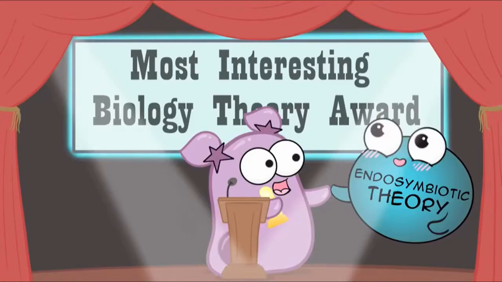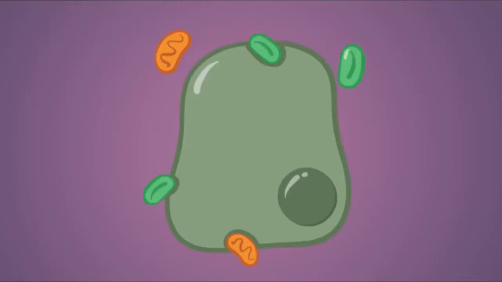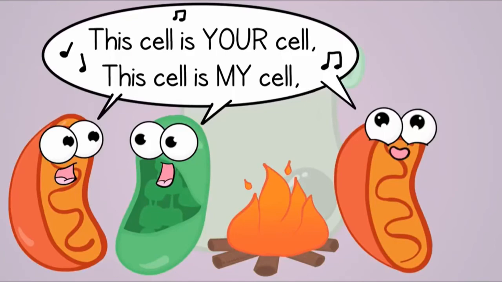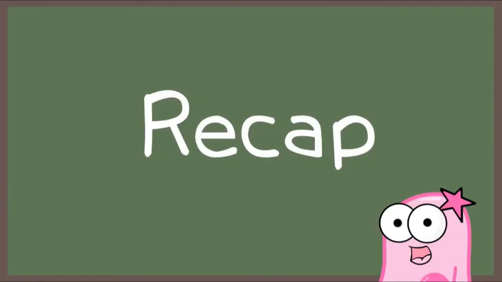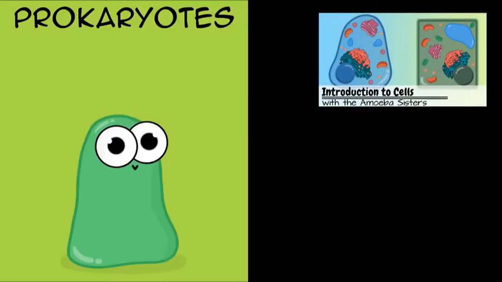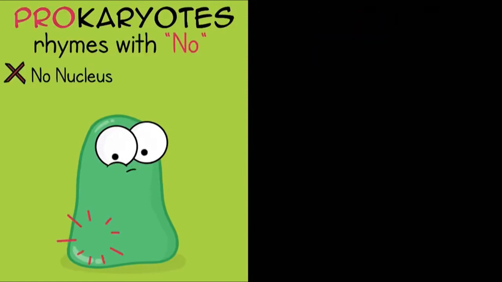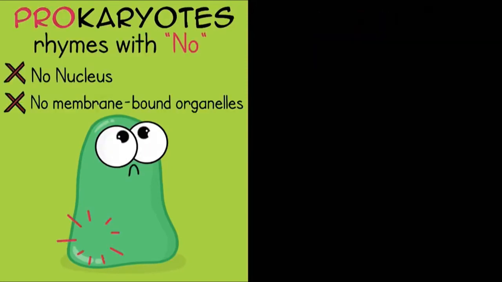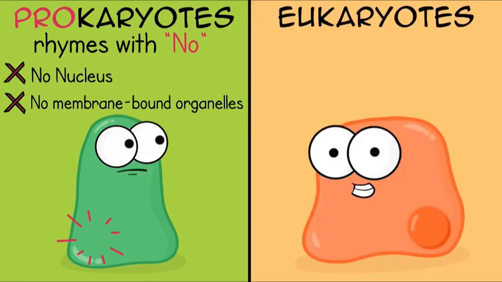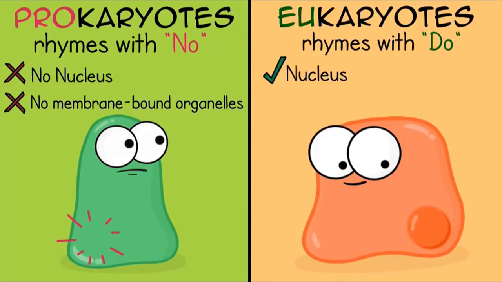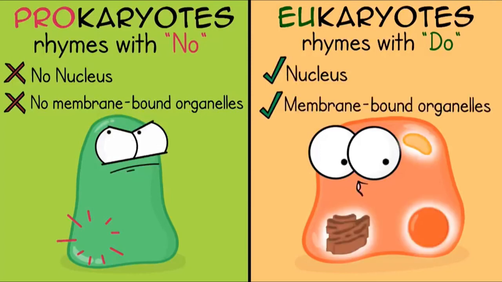The theory gives an explanation for how eukaryote cells could have evolved from prokaryote cells that lived in symbiosis. Symbiosis means these organisms live together. So just to recap from our Intro to Cells video, when you think of prokaryote, think of pro rhyming with no nucleus, no membrane-bound organelles. Eukaryotes, on the other hand, remember eu rhymes with do, and they do have a nucleus, and other membrane-bound organelles.